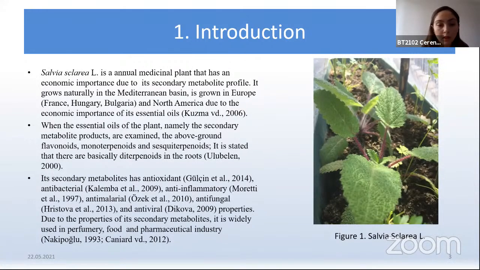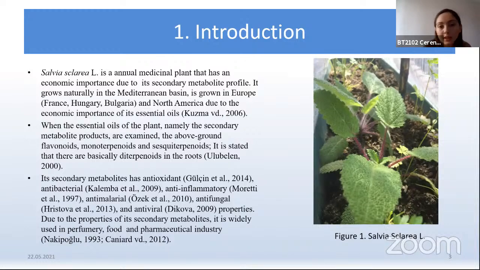When we talk about the essential oils of the plants, in the above-ground parts we see flavonoids, monoterpenoids, and sesquiterpenoids. In the roots, we see diterpenoids. These secondary metabolites have many properties: they are antioxidant, antibacterial, anti-inflammatory, and many more that I can't count. Due to these properties, they are widely used in the perfumery, food, and pharmaceutical industries.